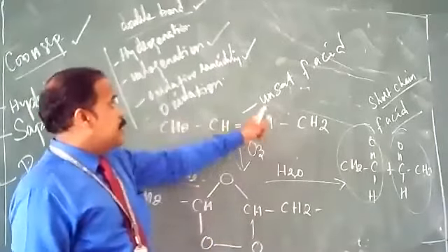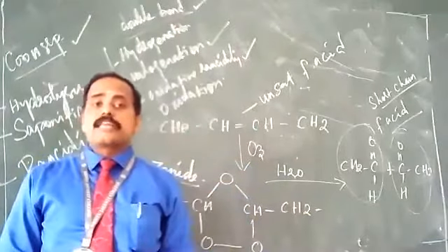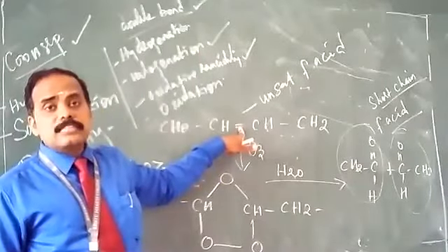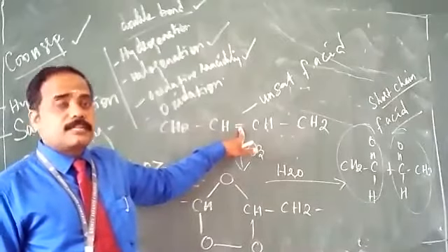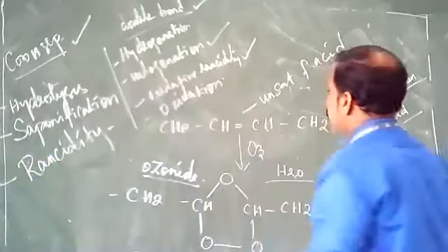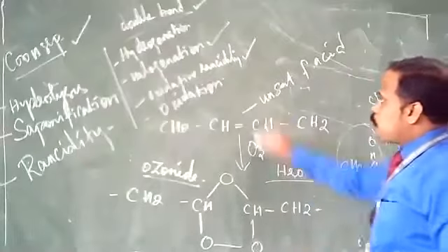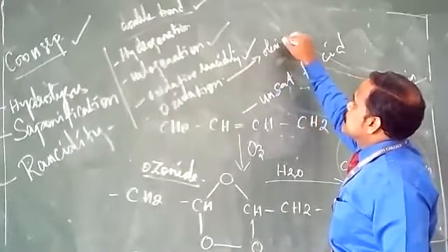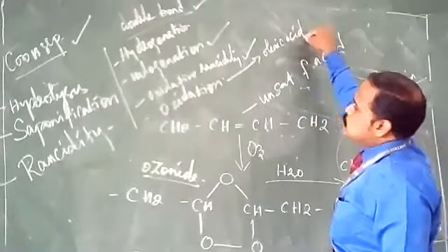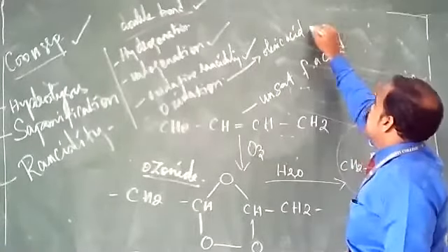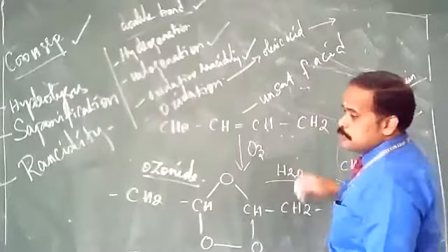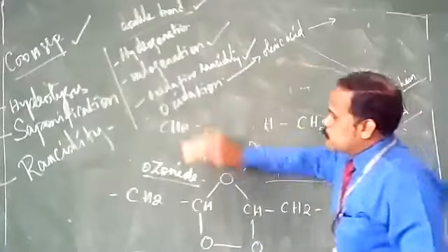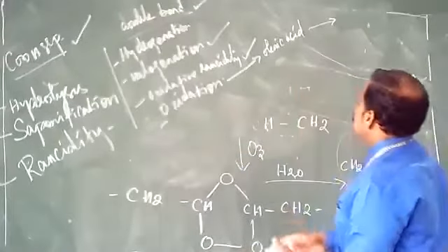So all these reactions come under reactions due to the presence of a double bond. Another familiar example for oxidation is the conversion of oleic acid. I already drew the structure of oleic acid. This oleic acid is converted to dihydroxystearic acid.